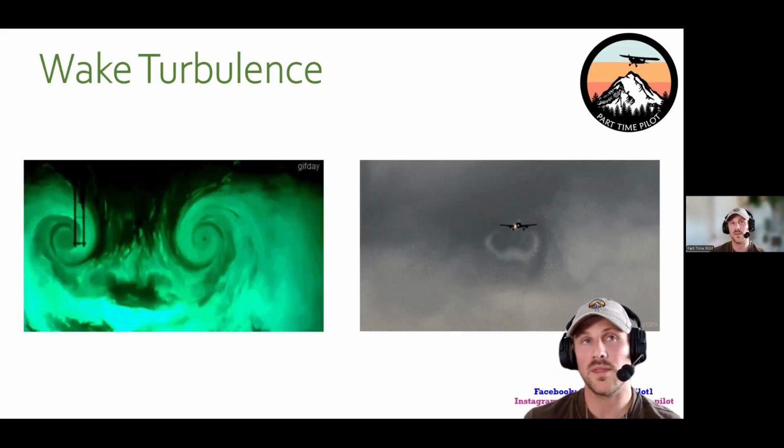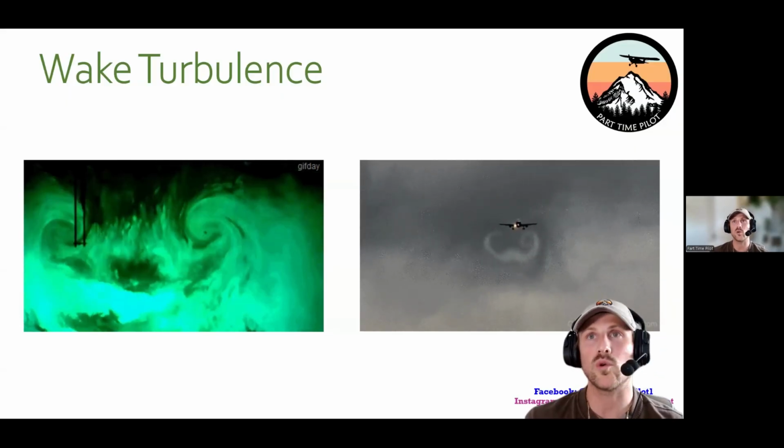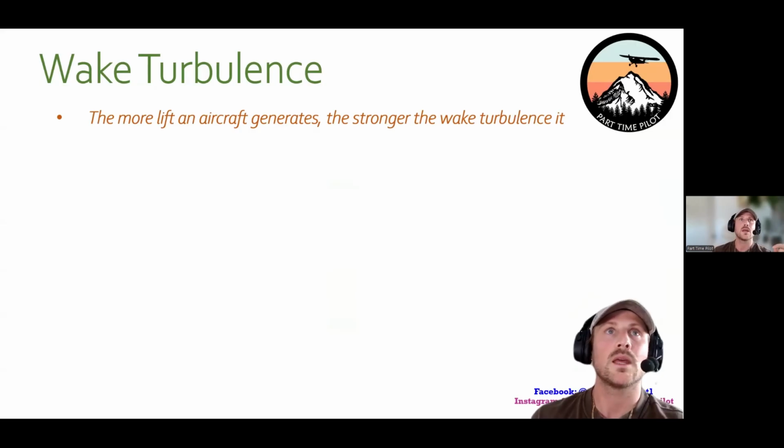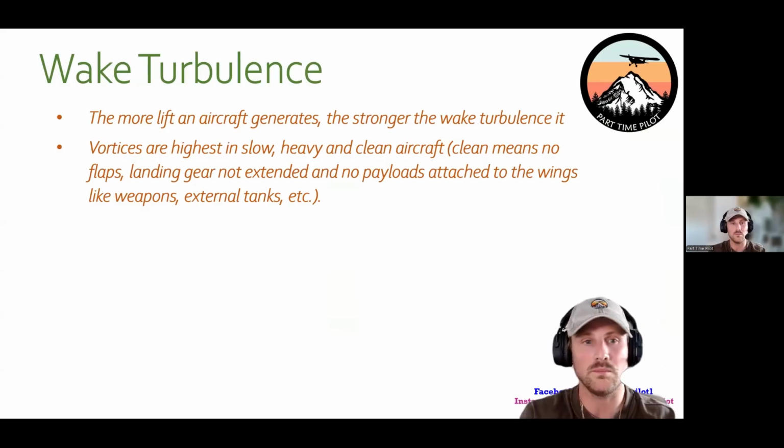We're also going to talk about this ground effect, which also comes from these vortices. So the more lift an aircraft generates, the stronger the wake turbulence is, because there's a bigger pressure differential. And so when they meet at the end of the wings, there's stronger mixing and stronger vortices.